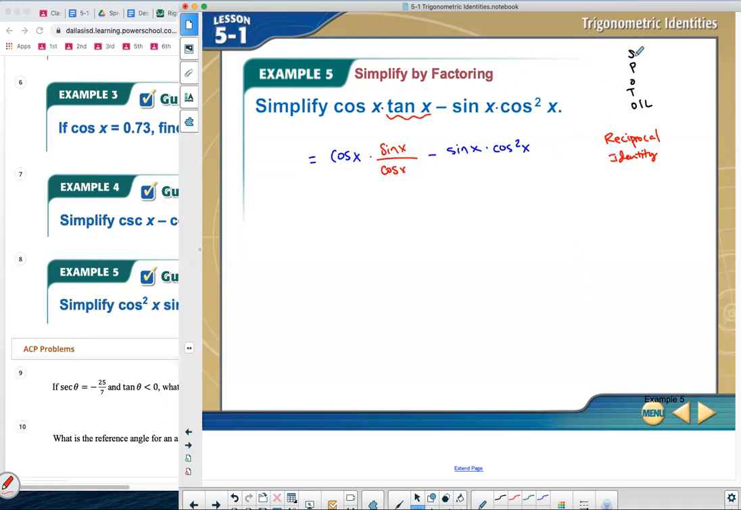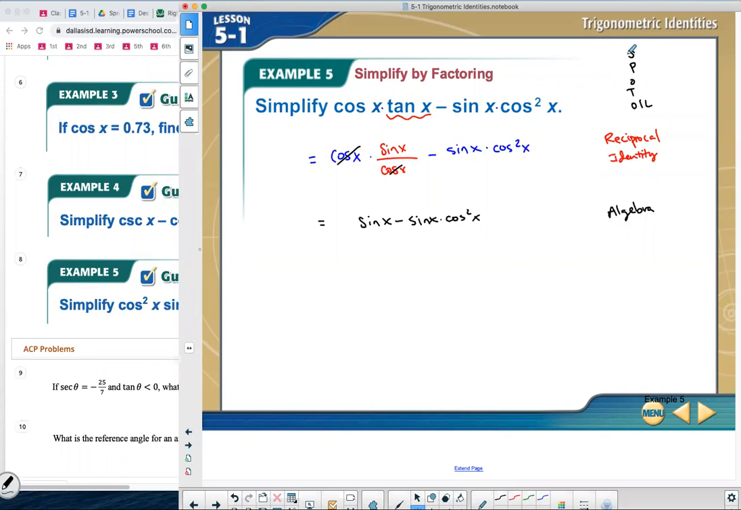I go back and say, can I simplify or factor anything? Answer is yes. Now I can simplify. I have cosine divided by cosine. So now I have sine x minus sine x times cosine squared x. On ALEKS, they call that algebra anytime you simplify like that. I cancel.